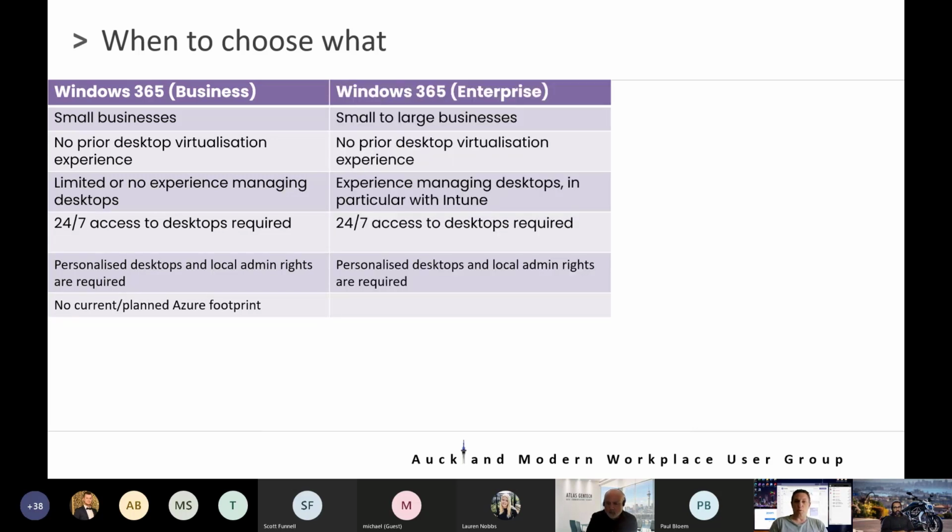Enterprise would be suitable for small to large. A small business might want the manageability and control and security and all that sort of stuff, right? But this will scale up to large businesses. You don't really need any virtualization experience because the VMs are all managed by Microsoft. You do probably want some experience with Intune because that's going to be managing it and it's a requirement of the solution. Again, if you want 24/7 persistent desktops, this one's for you. And again, local admin rights, etc.